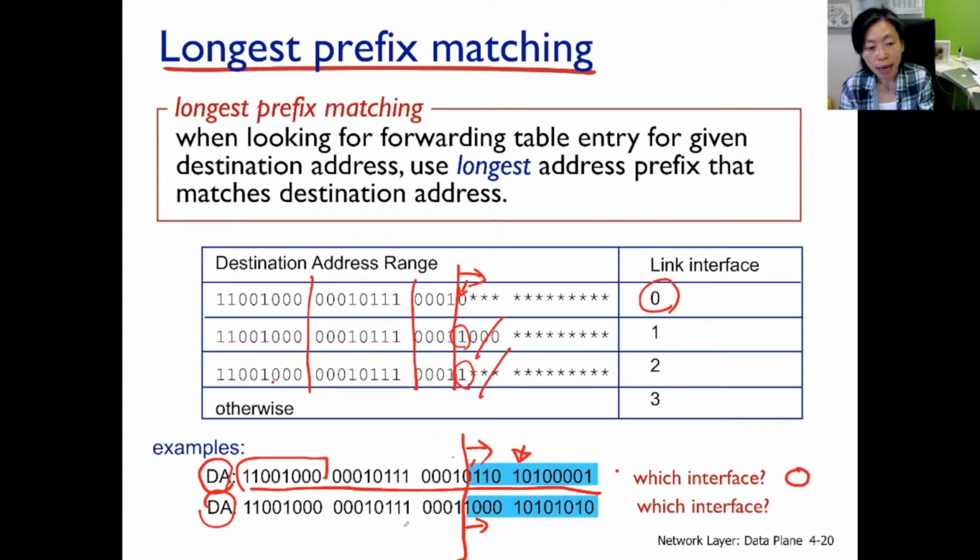Now, the second destination here. The 21st bit is 1, so it should be one of these. Now 0, 0, 0 matches the second entry more. Therefore, the outgoing interface for the second destination address is 1.